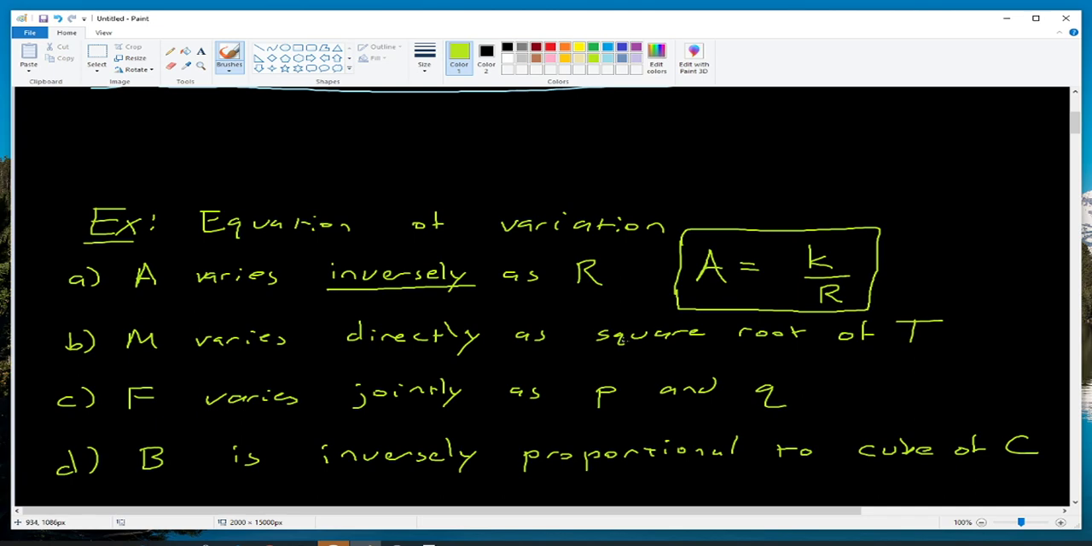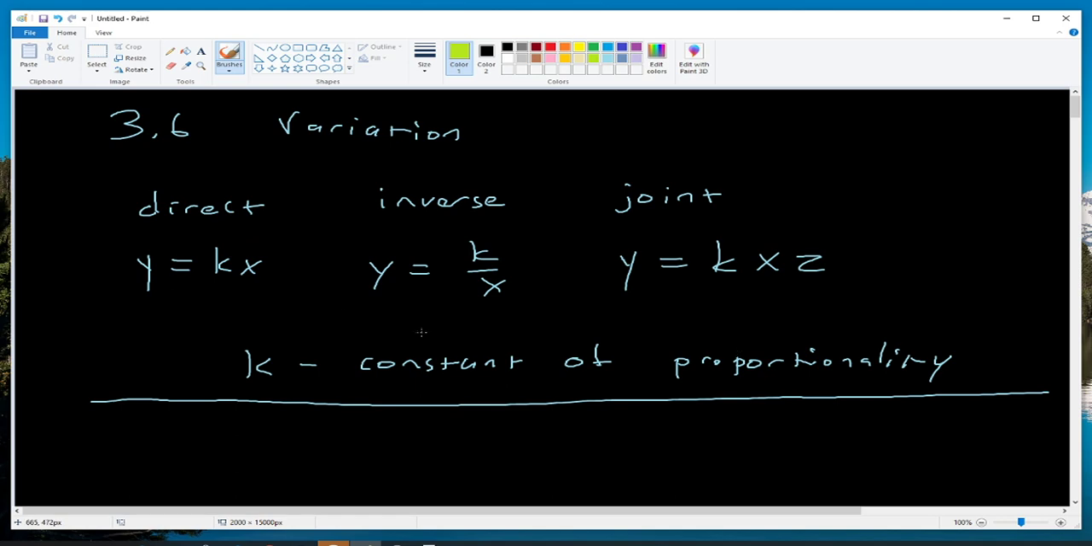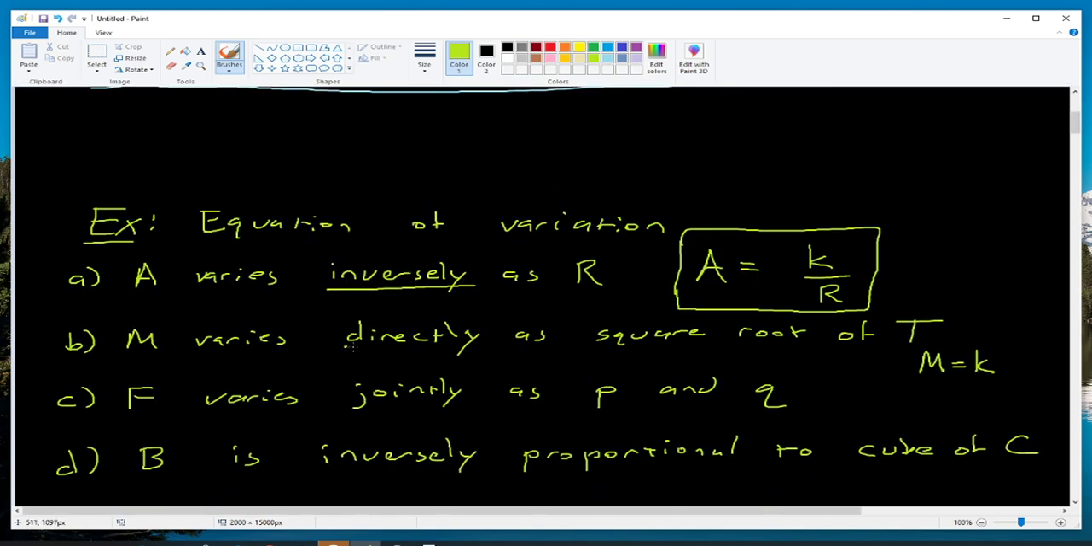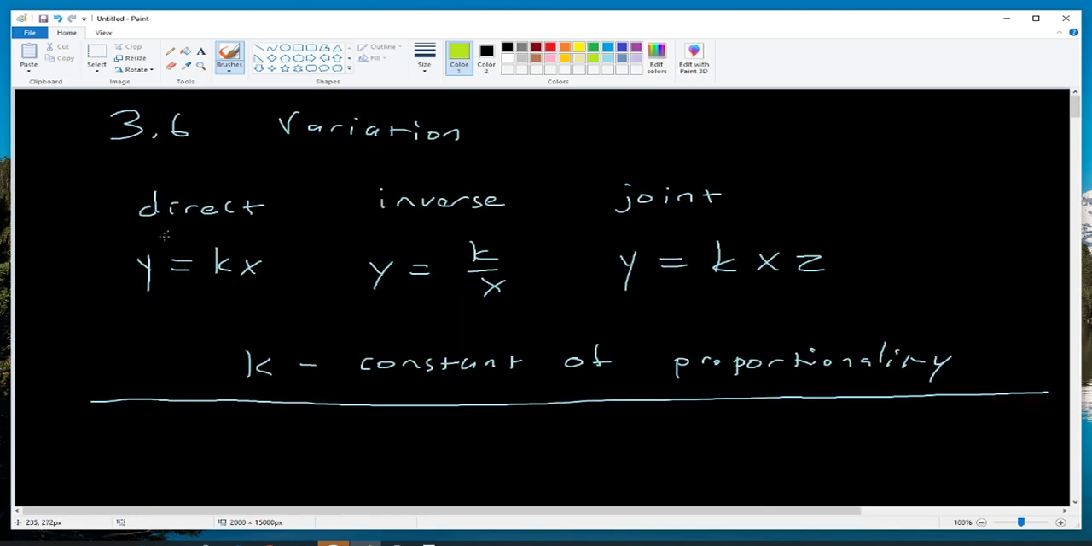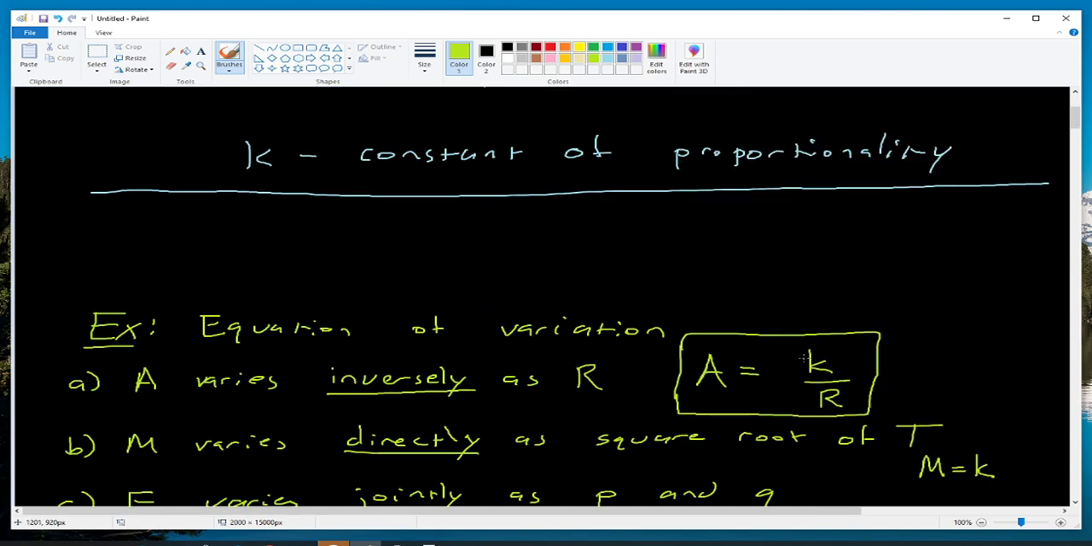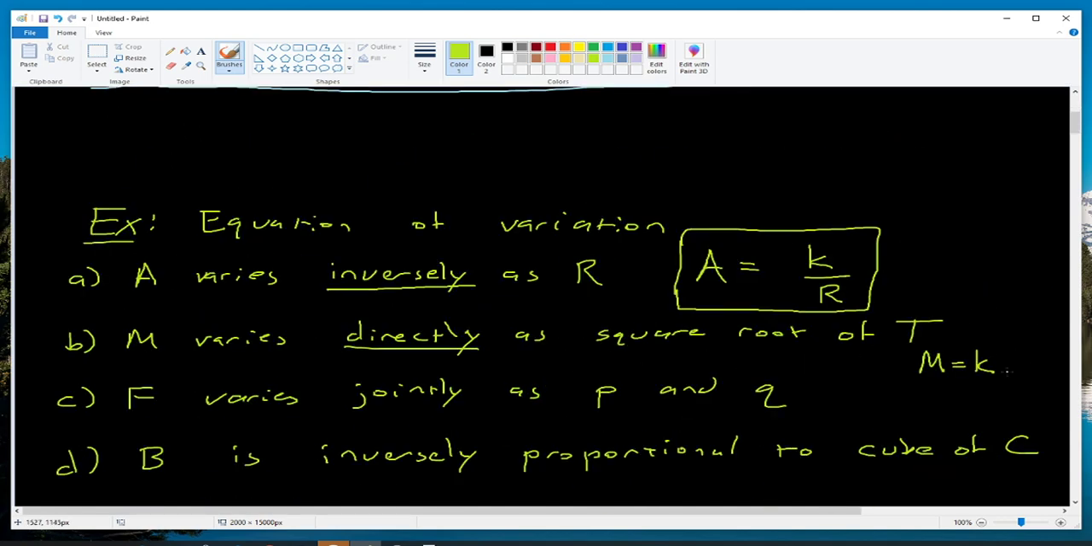M varies directly as the square root of t. So we have M equals k, and then for the square root of t, we have to see whether we multiply or divide. Our keyword is directly, so this is direct variation. That says we're going to multiply the k. So the square root of t multiplies the k. That's our equation for part B.